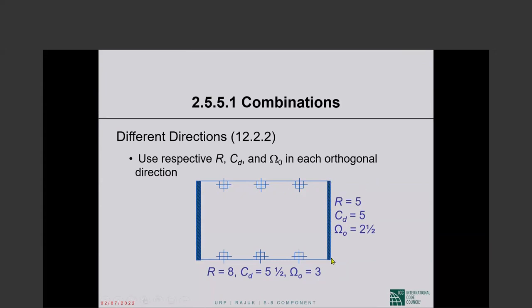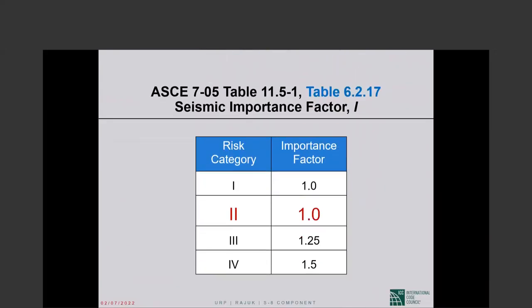The 2 directions are designed for their respective R, omega sub 0, and C sub D. There is no interaction. At one time there used to be, but for a long time we have gone by what is shown in the picture. So in the bearing wall direction, we have R of 5, C sub D of 5, omega sub 0 of 2.5. In the frame direction, we have R of 8, C sub D of 5.5, omega sub 0 of 3. Very simple. The 2 orthogonal directions are independent of each other.